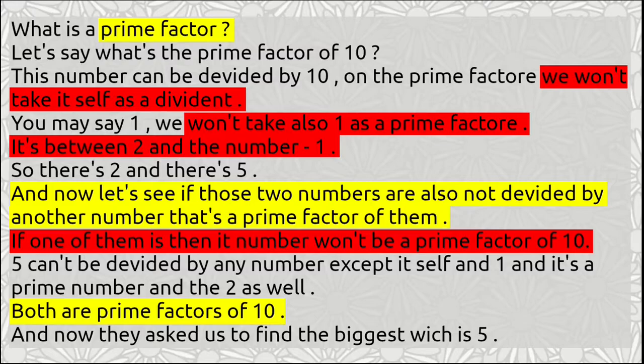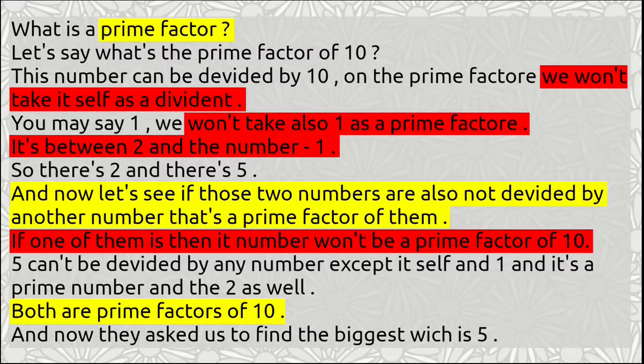So you may say 1, okay? We also won't take 1 as a prime factor, because the 1 is not counted, okay? Because by definition, it is made that way. So it's between 2 and the number minus 1, okay? Exactly, it's not only the number minus 1, but the smallest prime factor is 2, in general. So it is the number minus 1 as the definition of the prime factor.